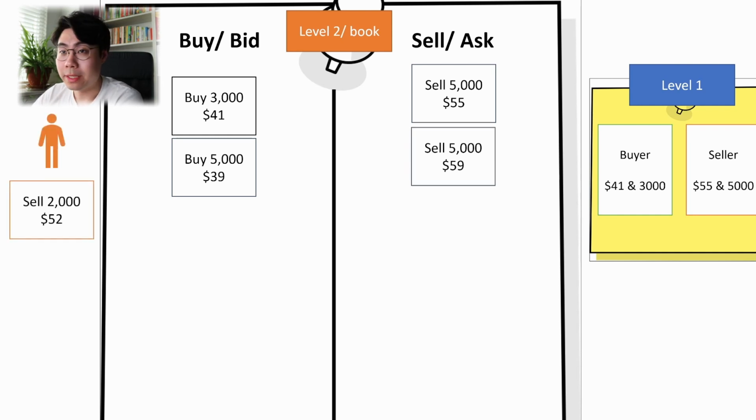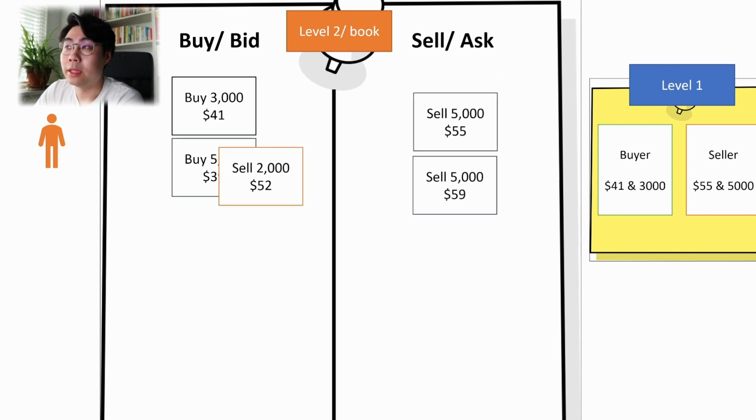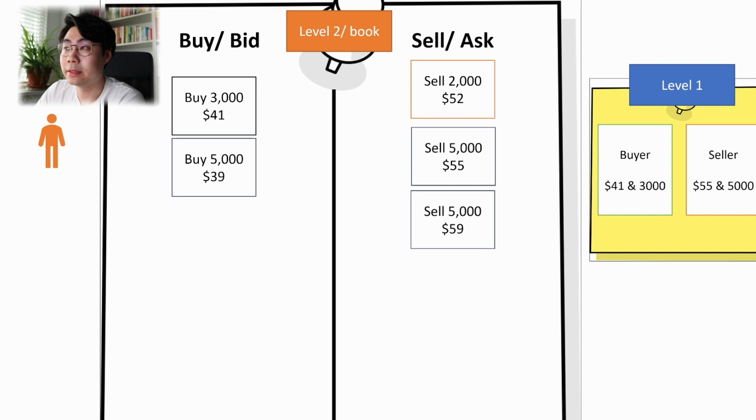So person 3 comes in, and person 3 wants to sell 2,000 shares for $52. Again, where does this go? I'll give a moment. This goes on top of the sell column, right? Because it takes a higher priority because it's a lower price.